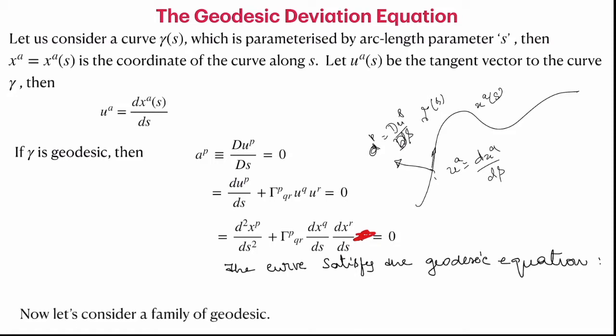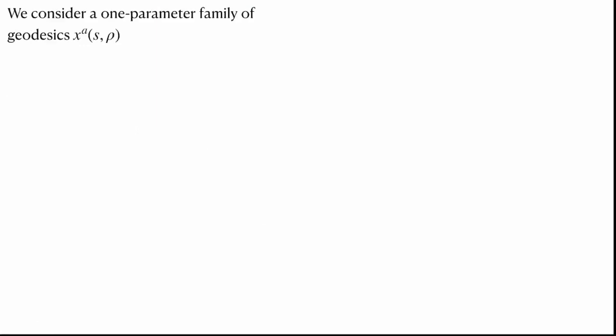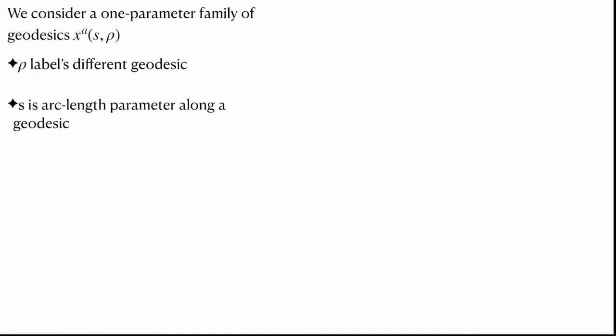And now we consider a family of geodesics. That means we consider a set of all geodesics around this reference geodesic, parameterize them, and see how they are moving with respect to each other. That is what is called the geodesic deviation equation. Let's consider a one parameter family of geodesics, x^a(s, ρ). Here s is the arc length parameter along a geodesic, and ρ is a parameter which labels the different geodesics.